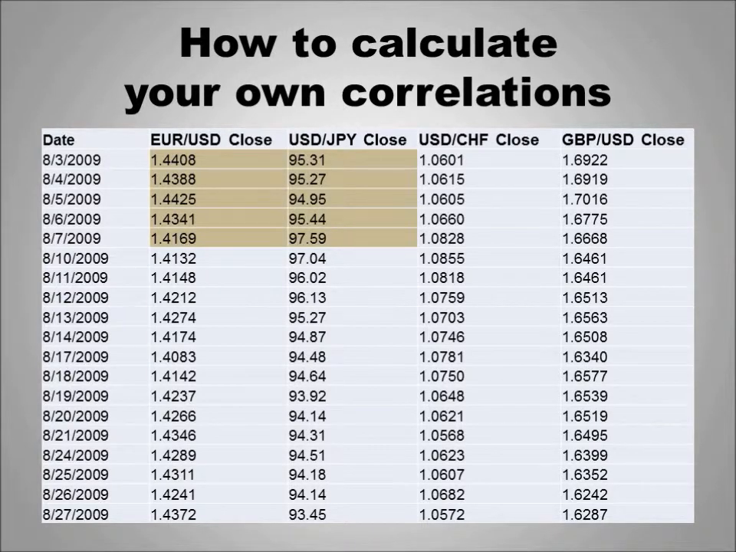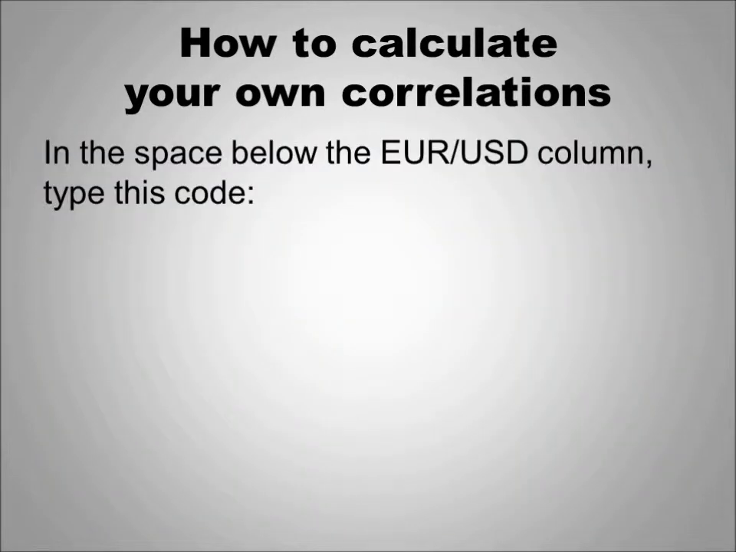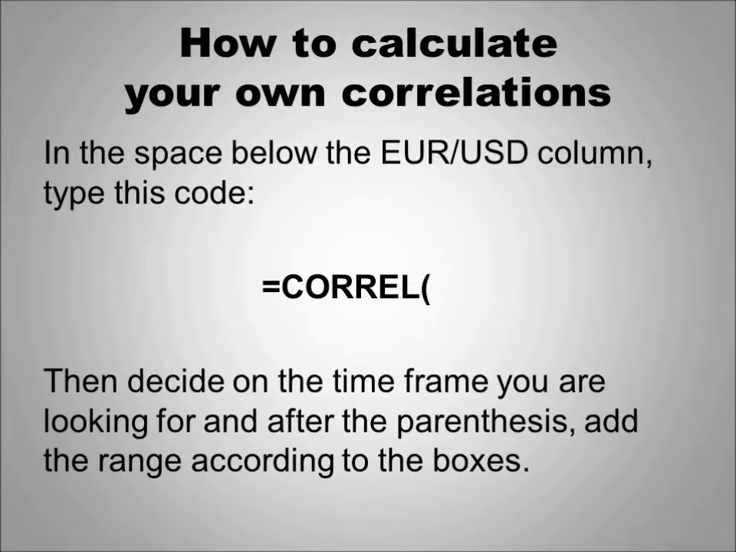Okay, time's up. Then we're going to highlight these blocks right here. As we know, if we look at the euro dollar closings and the dollar yen closings, we have some areas that are highlighted. Now, in the space below the euro dollar column, type this code. There's a reason why we highlighted those blocks, and it's because we have to type in this information on the bottom.